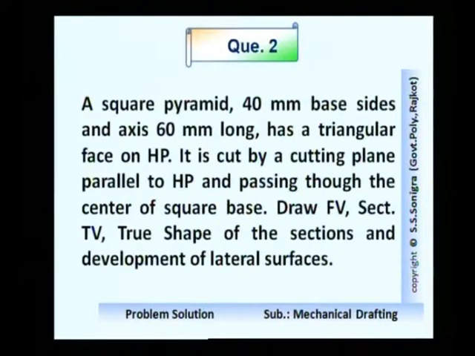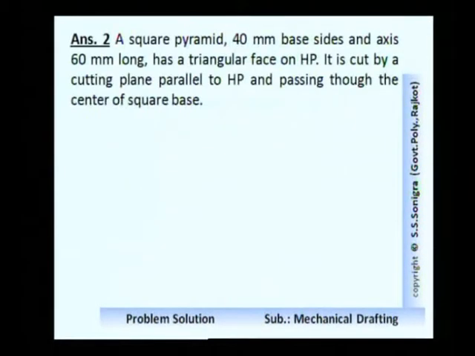Now the second problem. A square pyramid, 40 mm base sides and axis 60 mm long, has a triangular face on the horizontal plane. It is cut by a cutting plane parallel to HP and passing through the center of the square base. Draw the front view, sectional top view, true shape of the section, and development of lateral surfaces. Here a square pyramid is given, side length and height are given to us, and its triangular face is on the horizontal plane. So we have to draw a square pyramid.